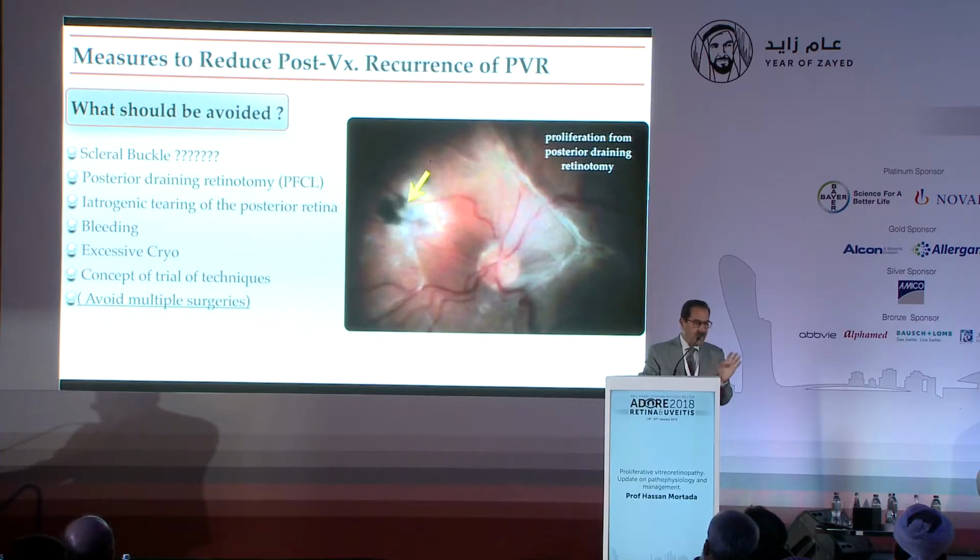What should be avoided? I still agree with Filippi about the scleral buckle. I don't believe that an encircling has any value in treating these cases. Posterior retinotomy should be avoided. The use of PFCL should be limited. Avoid iatrogenic tearing of the posterior retina, because this induces proliferation. Bleeding, and any blood should be removed from the eye. The eye should be left completely clean. Avoid the use of excessive cryo.